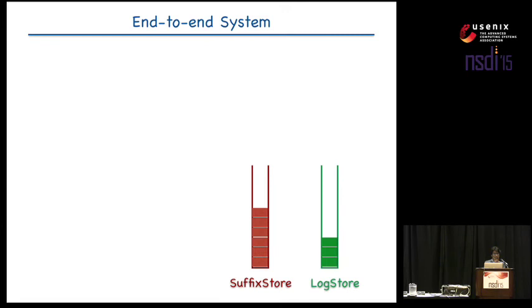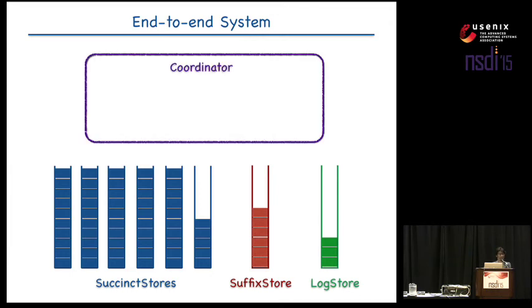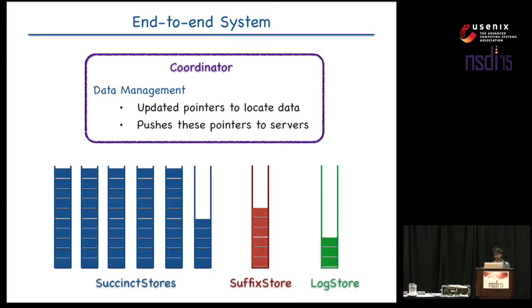The system has a coordinator which does two very simple tasks right now. The first task is cluster management, which is just like any other coordinator. The second task, which is slightly more interesting, is data management, where you have to maintain a certain set of pointers to quickly locate the data. As the data moves around from log store to suffix store and suffix store to Succinct store, these pointers are very useful and are pushed to the servers by the master.